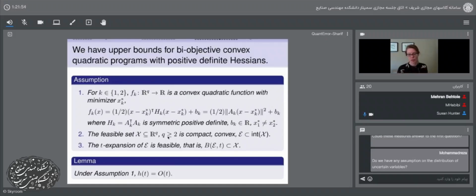Everything is pretty. And under this assumption, when we have quadratics, we can show that h of t is big O of t. So anything that we do in the decision space is basically going to translate at the same rate into the objective space.